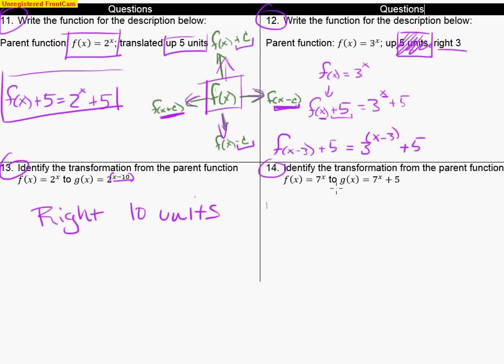And over here, I have my 7 to the x. Well, what happens to that 7 to the x? I add on the outside, so that's the same as right here when I'm moving up. So that's going to be up 7 units. This is fairly straightforward.